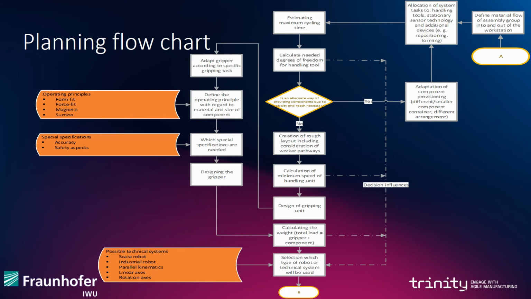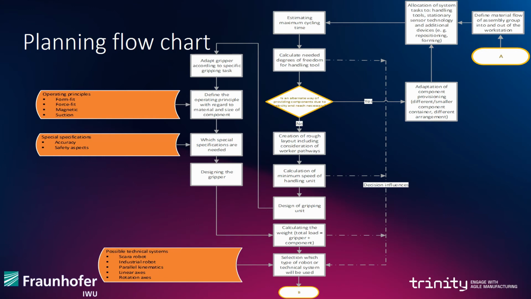If the rough layout is made, the minimum speed in which the handling unit must operate should be determined to reach the cycle time. The next step is the design of the gripping unit, which includes a couple of steps to guarantee that the correct gripper is developed. The gripper needs to be adapted to the specific gripping task it has to perform. Therefore, the operating principle must be chosen. Operating principles are form and force fit, magnetic or suction. The correct selection of the principle depends on the size and material of the component.